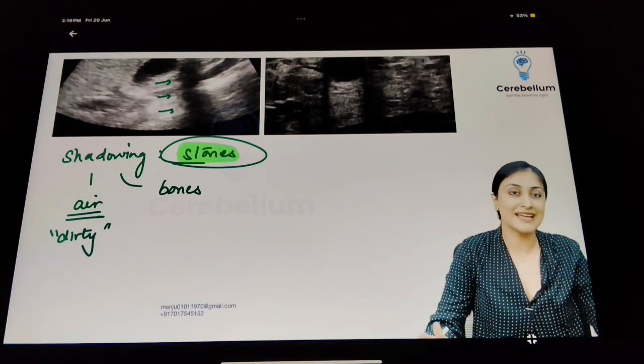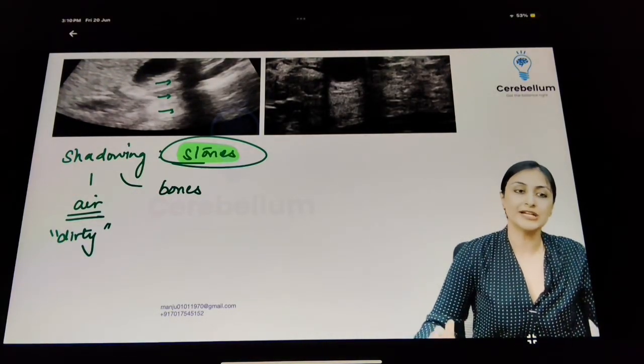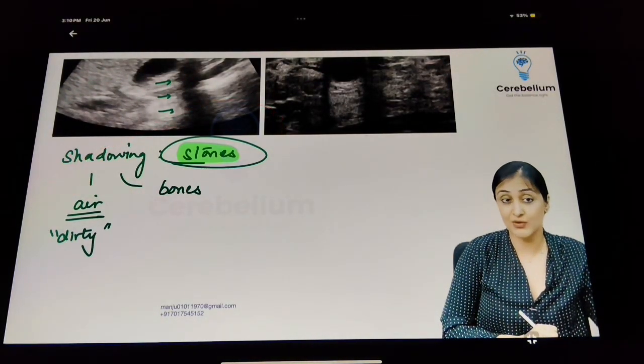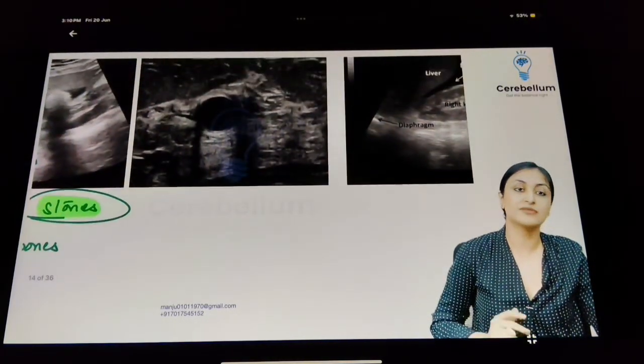That's why we say air is the enemy of ultrasound. Anytime air comes into the picture, my ultrasound is useless because the sound waves can't travel, right? So that is the concept you want to build here: shadow, see the stones, bones, and air. Air is the enemy of ultrasound. Now, the opposite concept runs with fluid or water.